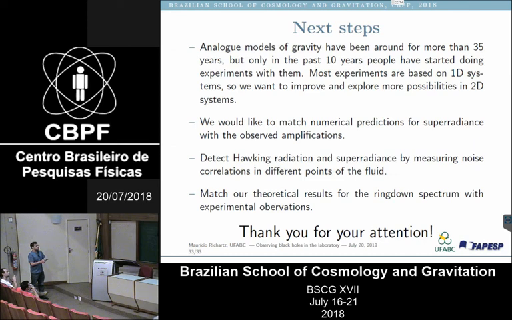Another thing we want to try to do, as people have done this in 1D systems, or in classical systems, so it's not really quantum Hawking radiation, it's a classical analog. So we have to take this with a grain of salt, but we want to see Hawking radiation and superradiance by measuring noise correlations in the system. And this is about the last thing I was telling you. We want to match the ring down spectrum with some theoretical one with experimental observations.